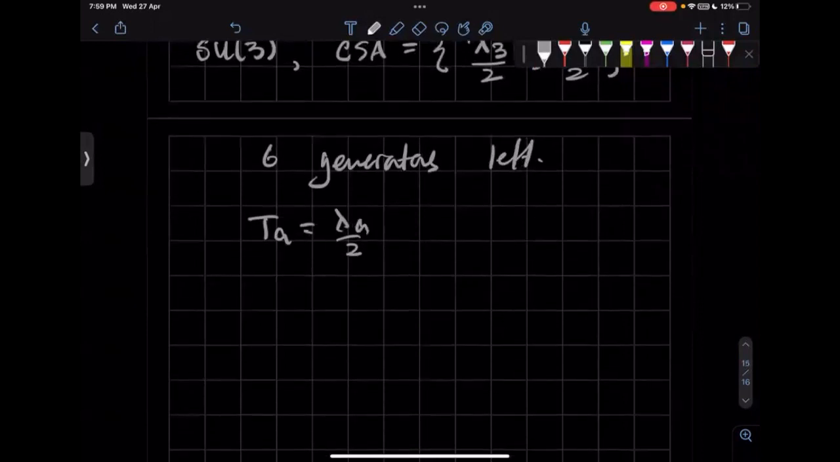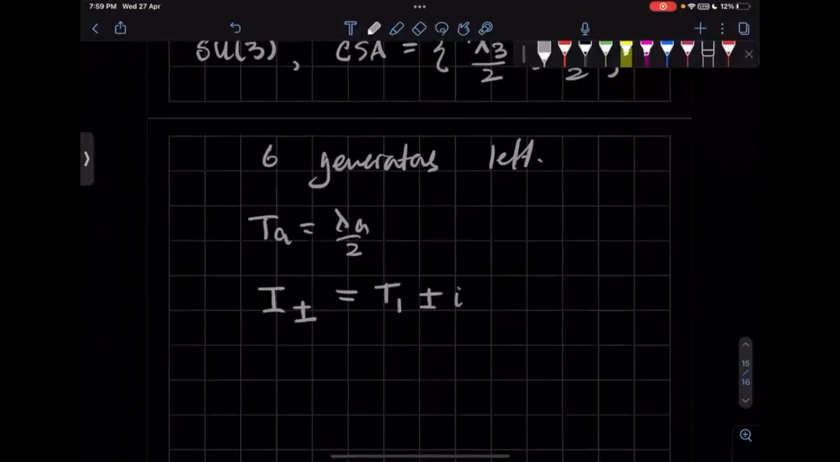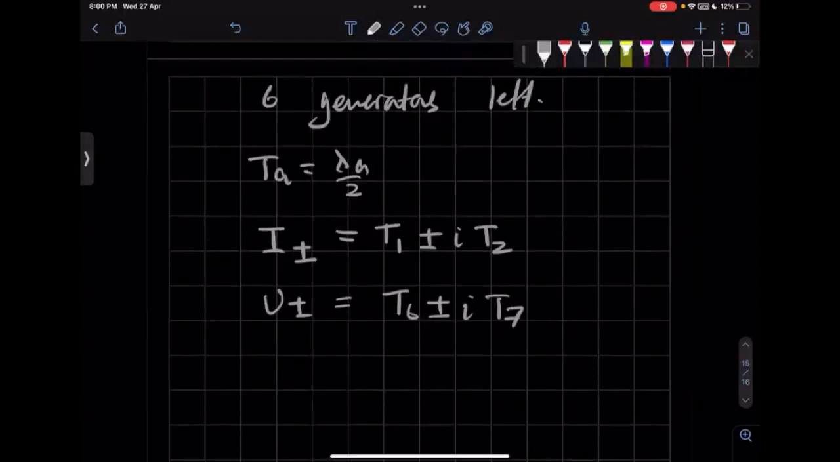Then let's define I plus minus. These are Hermitian and these are non-Hermitian operators. T1 plus minus i T2. We're just doing what we did for SU2. U plus minus to be T6 plus minus i T7. And V plus minus to be T4 plus minus i T5.